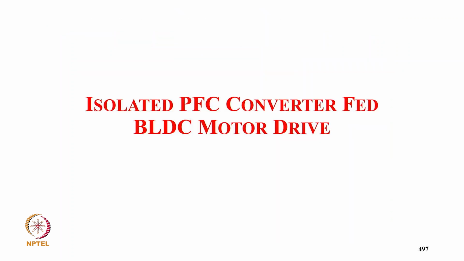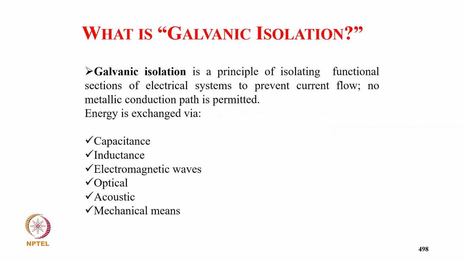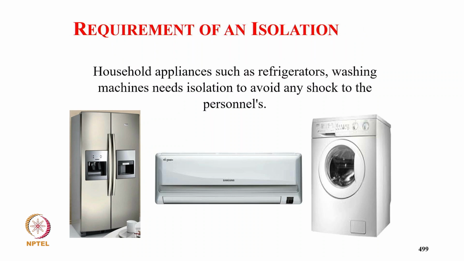Now coming to isolated PFC converter, power factor correction converter, bridgeless motor drive. So why galvanic isolation is required: it is the principle of isolating fundamental sections of an electrical system to prevent current flow. No metallic conduction path is permitted. The energy is exchanged by capacitance or inductance, electromagnetic, electrical, acoustic, and mechanical.